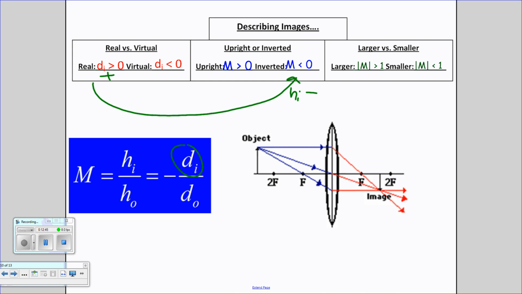Virtual images have negative DIs, which means they have positive magnifications and positive HIs. Larger or smaller: if the absolute value or the positive value of M is greater than 1, it's larger. Less than 1, it's smaller. And if it's equal to 1, it's the same size. So your numbers don't change very much or at all. Where positive and where negative is does change.